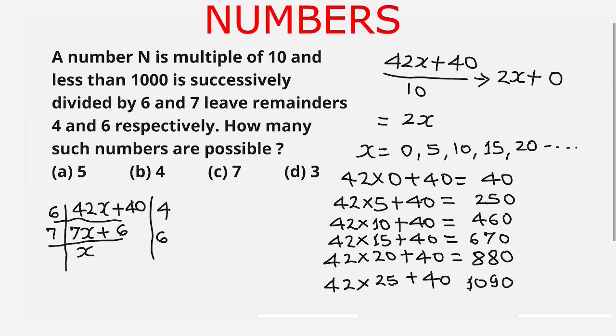But we cannot take this number. As per the given condition, our number cannot be more than 1000. So this number we cannot take into consideration. So our required numbers are 40, 250, 460, 670 and 880. These are 5 numbers. And from the given options, our answer is option A, 5. I hope you have understood the method of solving such type of questions.